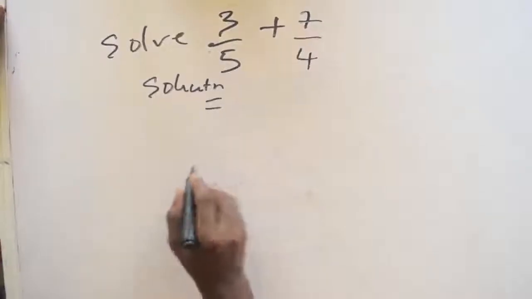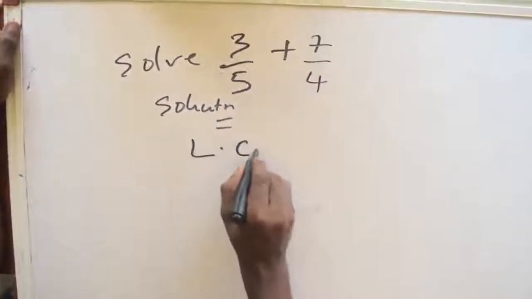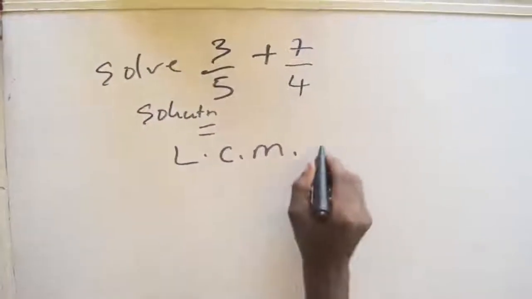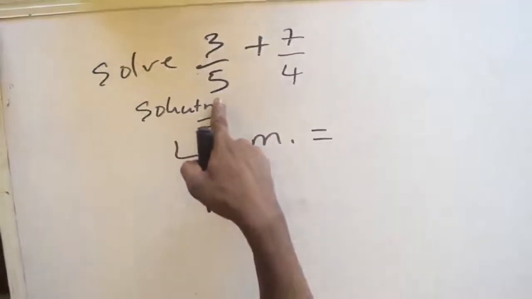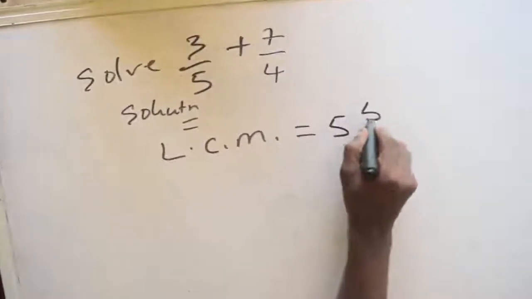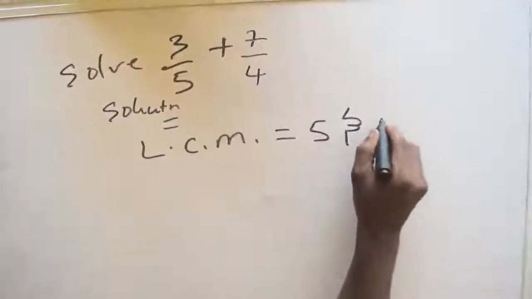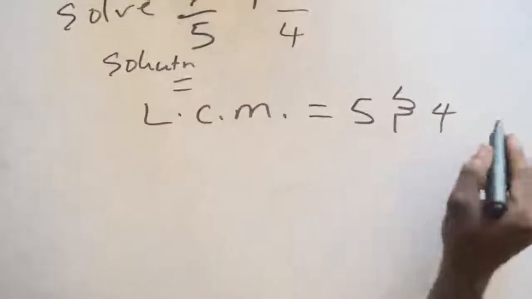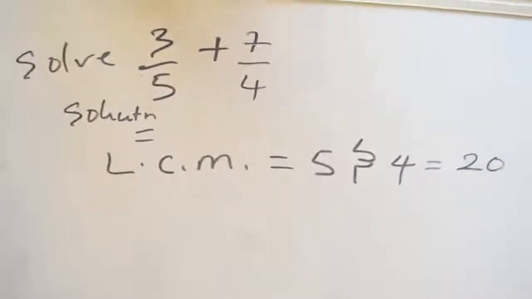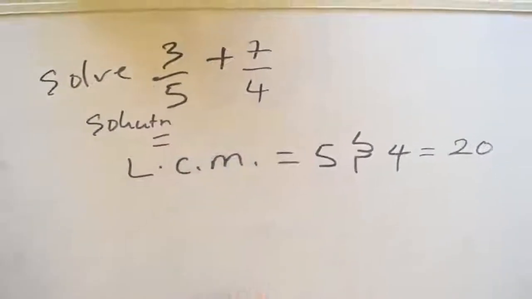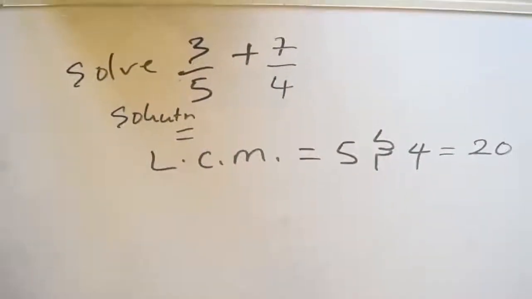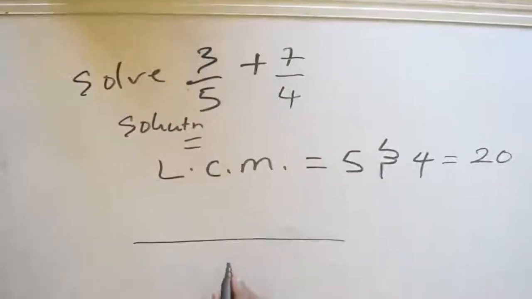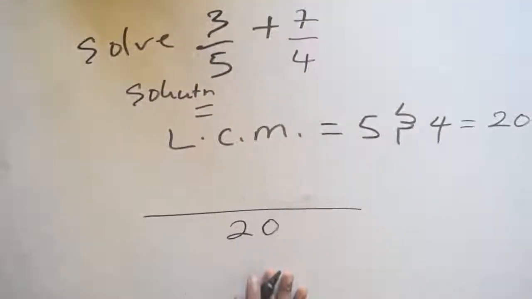After writing solution, the next step is to find the LCM of the denominators. We have two fractions here. Find the LCM of each. The first denominator here is 5, and the second is 4. The LCM is nothing but 20. So the LCM of 5 and 4, which are the two denominators, is 20. You draw a new line, you put your LCM below, and your LCM becomes the new denominator.